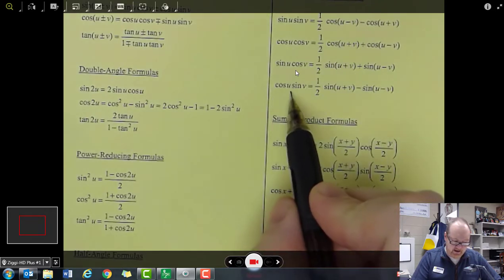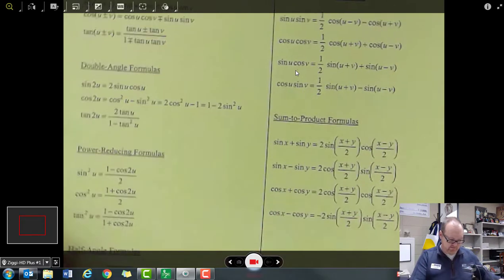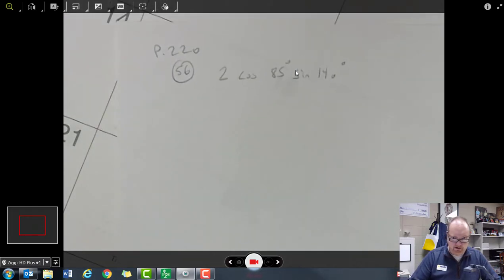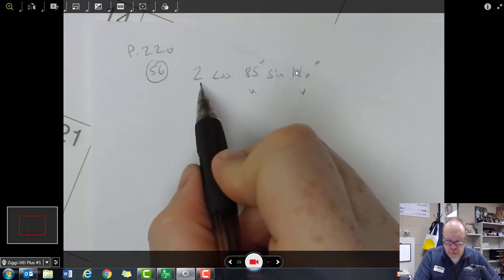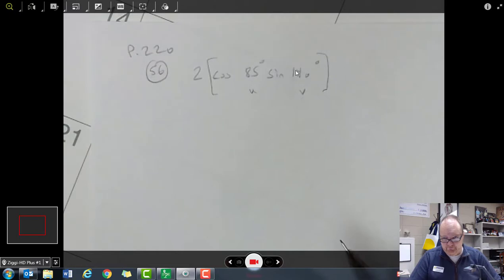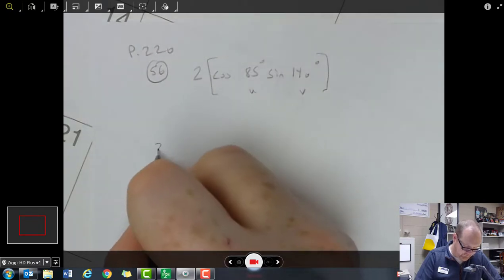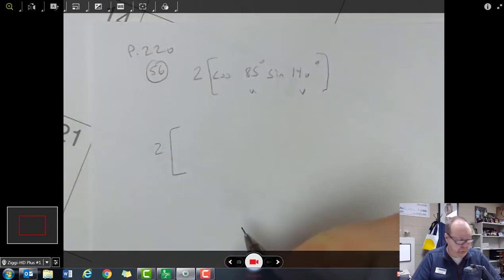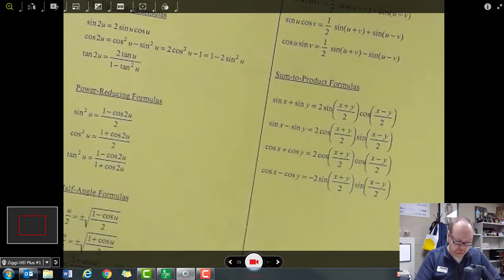And I'm going to let 85 degrees be my u, and I'm going to let 140 degrees be my v. So again, back to my problem. This is u, this is v. Notice there is no 2 in that formula. So the substitution that I'm making is simply for this part of that problem. Okay, so let's just plug that into our formula. So that 2 is still there. And then I want to use the formula. And again, I'm using the last formula on your formula sheet.